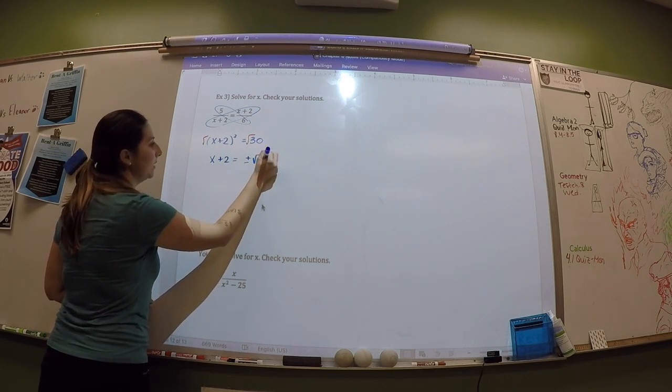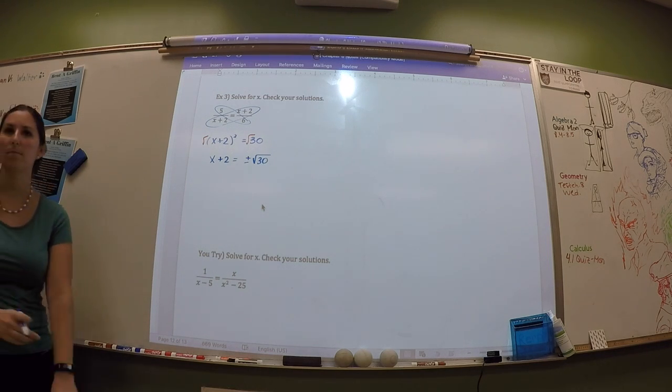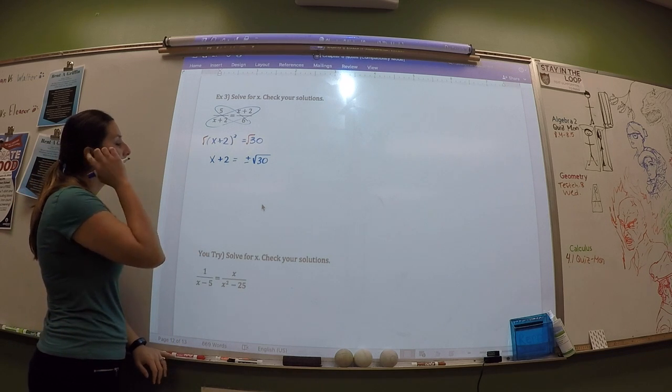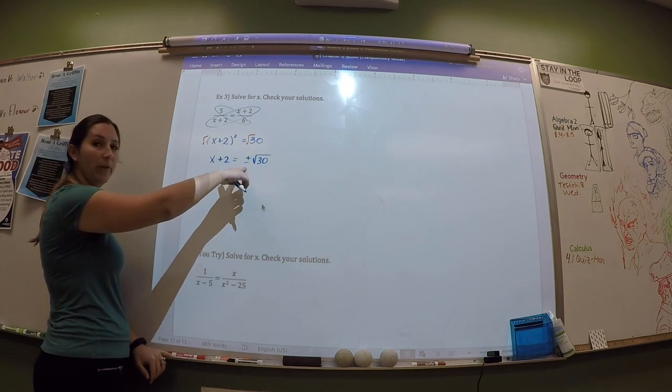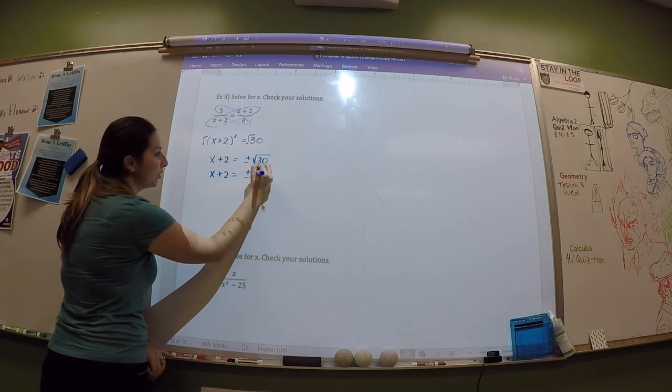Another way you can do it is to FOIL out the x plus 2 squared, get everything to one side, and use the quadratic formula. Just don't forget your plus or minus, and also, if it's simplifiable, you want to simplify.